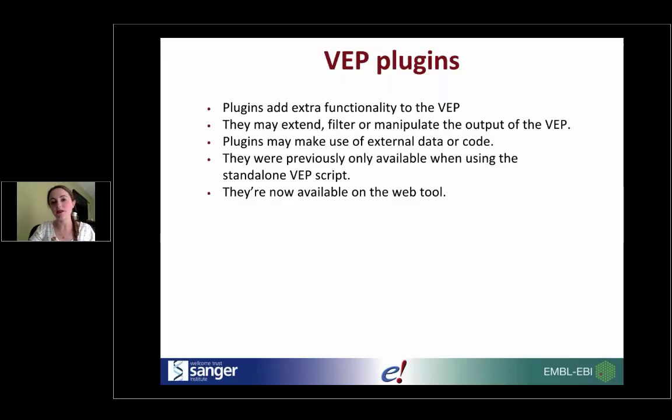And one of the things that we've had available for the Perl script for quite a long time are VEP plugins. So these are extra functionality that we can add to the VEP. They can extend the output of the VEP, they can filter it, or they can manipulate it in some way. They make use of external data or code, so not necessarily data that's in Ensembl. It's also something to consider if they are making use of external code. If there's some kind of problem with that code, then that can have an effect on using them with the VEP. And they were previously only available if you were using the standalone Perl script, but we now have them in the web tool.